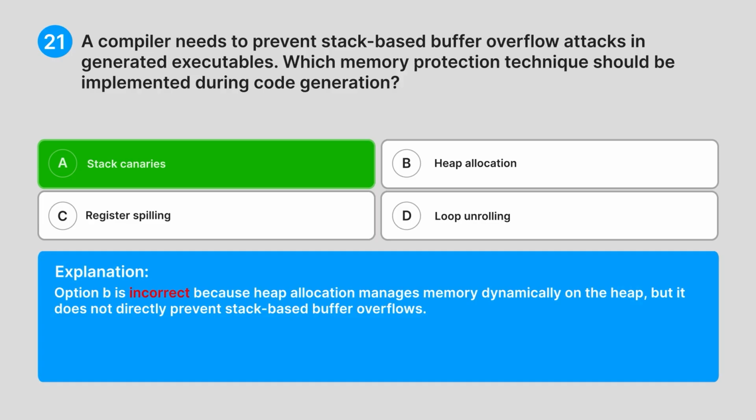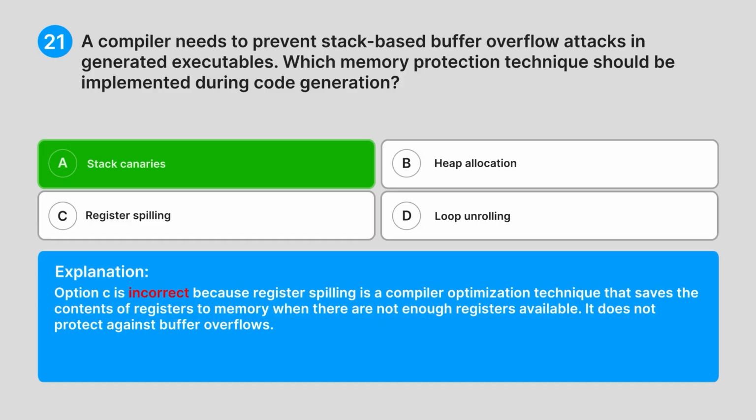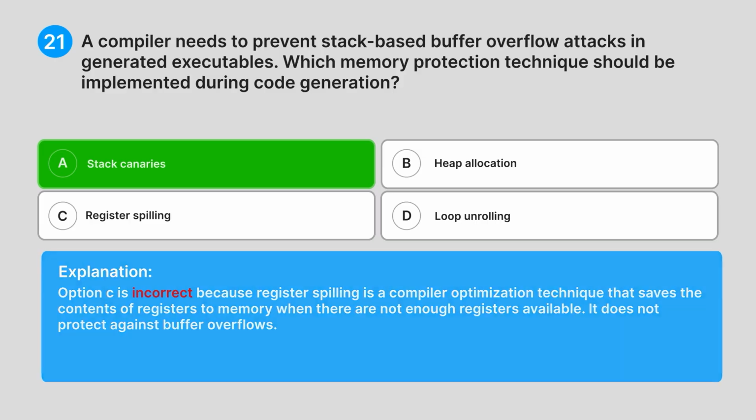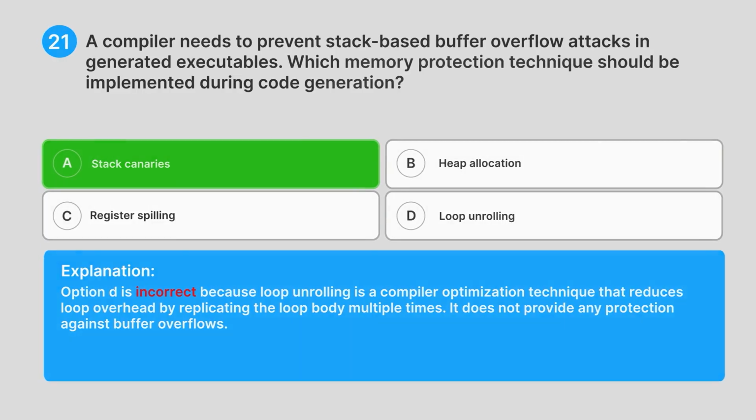Option B is incorrect because heap allocation manages memory dynamically on the heap, but it does not directly prevent stack-based buffer overflows. Option C is incorrect because register spilling is a compiler optimization technique that saves the contents of registers to memory when there are not enough registers available. It does not protect against buffer overflows. Option D is incorrect because loop unrolling is a compiler optimization technique that reduces loop overhead by replicating the loop body multiple times. It does not provide any protection against buffer overflows.